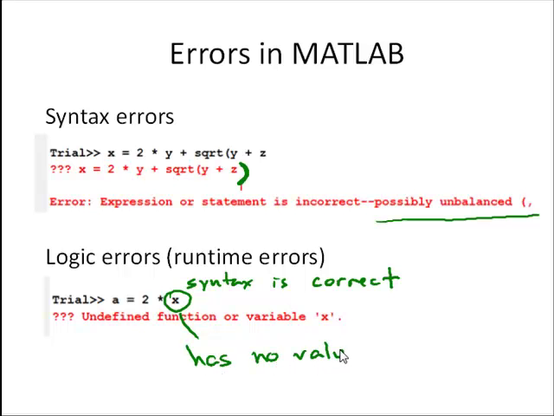Syntax is correct here, but the problem is that this variable x has no value. In other words, I haven't defined x previously before trying to execute the command a equals 2 times x. So MATLAB can't execute the command because x does not have a value assigned to it, and so it just responds with an error saying that that's an undefined function or variable x. So that's what happens in the command window when we get errors. We usually find out about logic errors right away, syntax errors right away. We pretty much know there's a mistake right away.